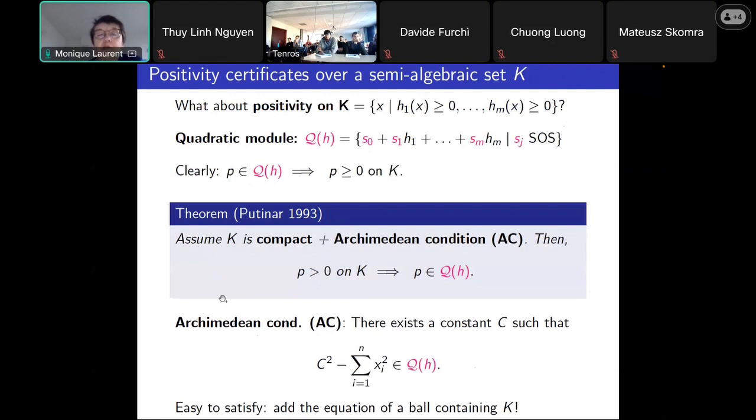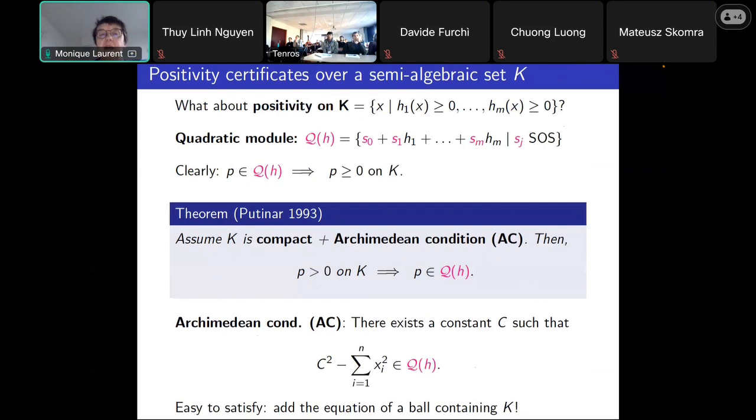So the point is that this Archimedean condition does not only depend on the set K, but on its polynomial inequality description. But for many sets, it can be shown to be satisfied without adding explicitly the equation of a ball. So, for instance, for the hypercube, the Archimedean condition holds. For the simplex, it is satisfied. So it is a rather minor condition.